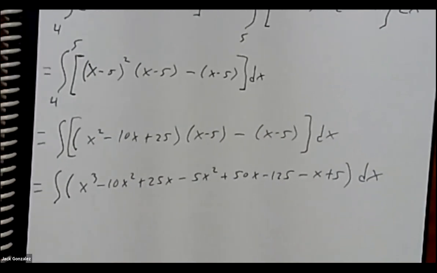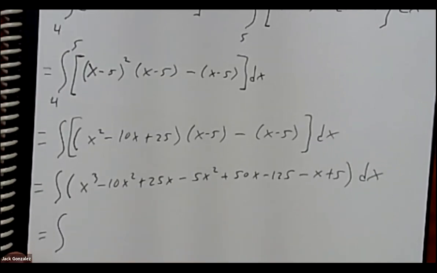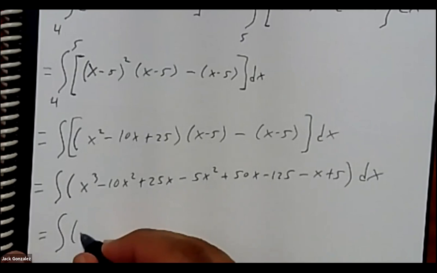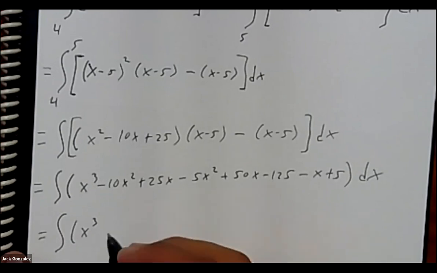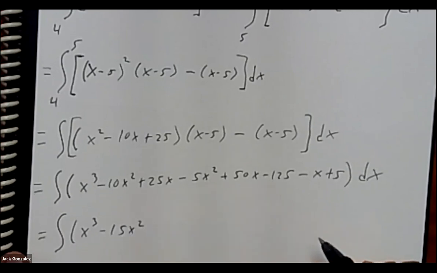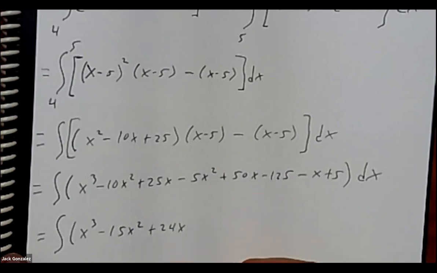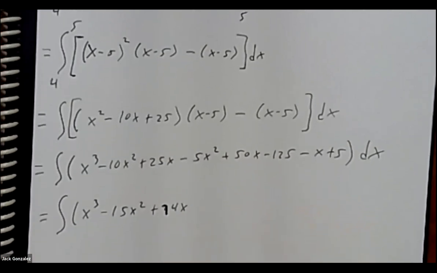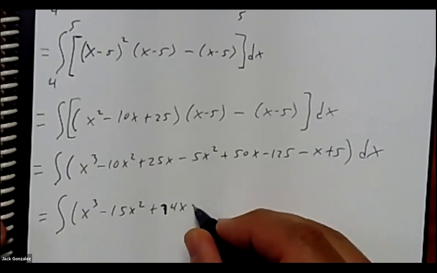Okay, so combine everything that we can. Negative 10 minus 15, right? So plus 74. 25, oh, 24? Yeah, that's right. Minus 74. Got you. Minus 100.